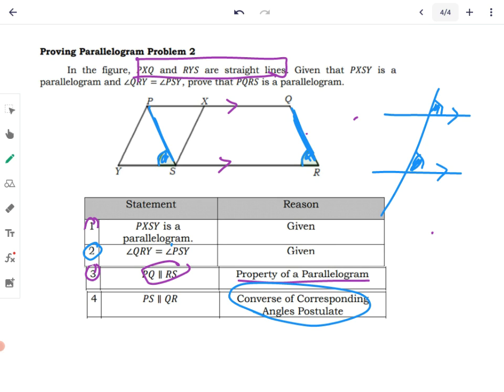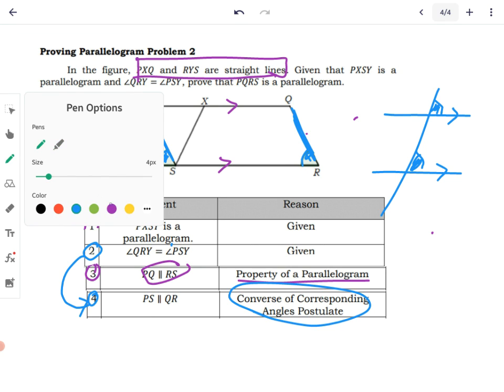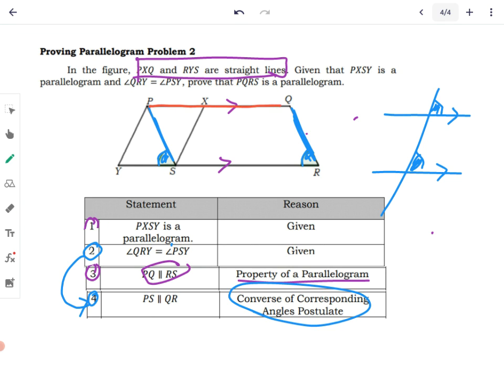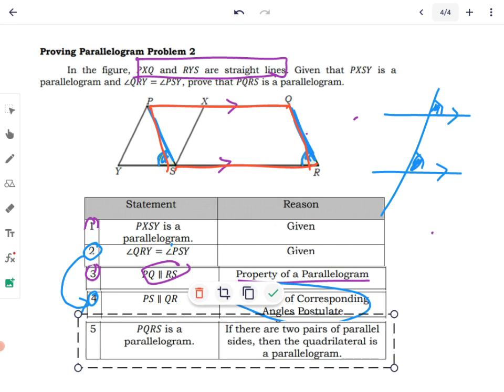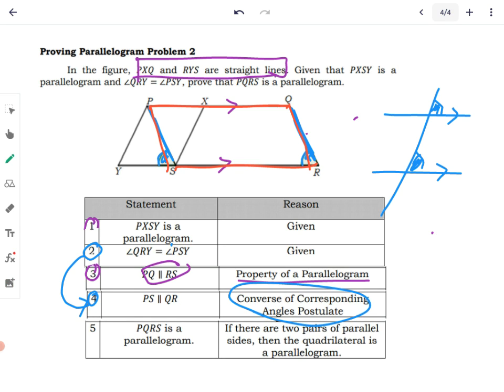That's the consequence of number 2. So if we use number 2 as a premise, that is our conclusion. And using this, look at this. Let me highlight this again. PQ is parallel to RS and PS is parallel to QR. That's enough to conclude number 5, PQRS is a parallelogram. Why? Two pairs of parallel sides.